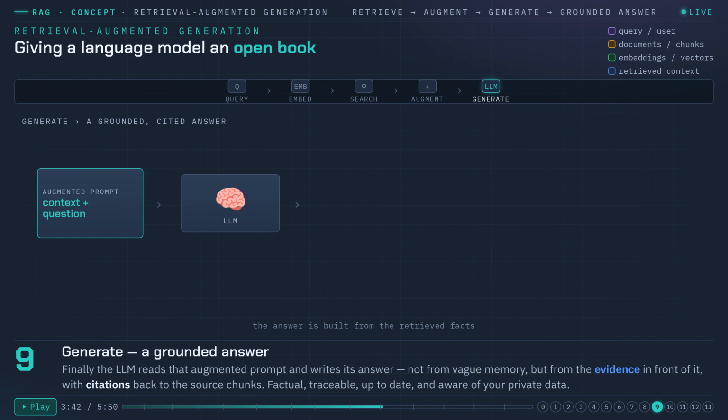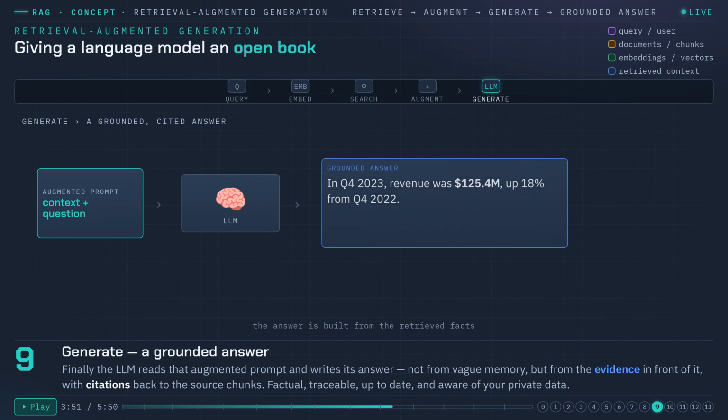Finally, the language model reads the augmented prompt and writes its answer, not from hazy memory, but from the evidence sitting right in front of it. It can point back to the exact source chunks as citations. The result is factual, traceable, up to date, and aware of your private data. Everything the plain model couldn't manage.